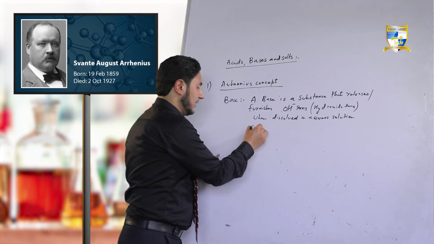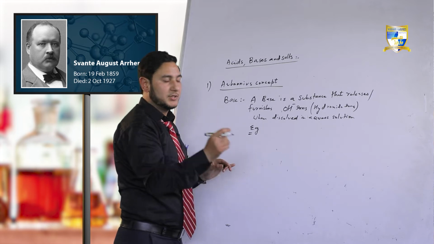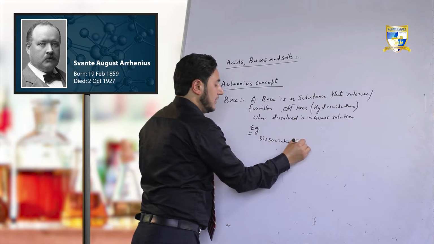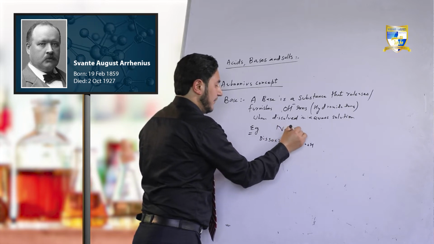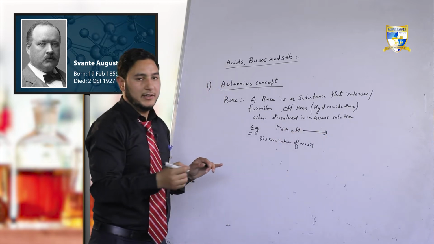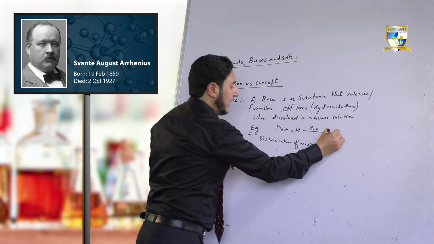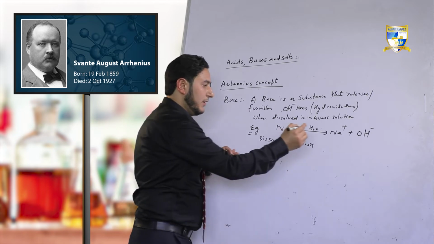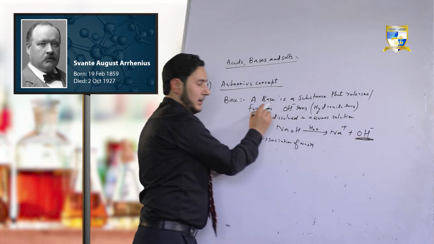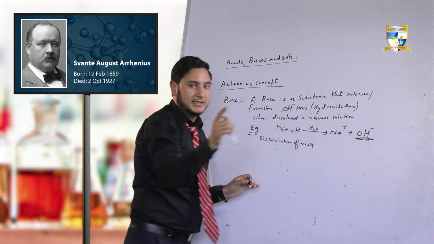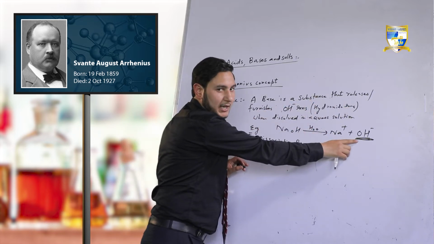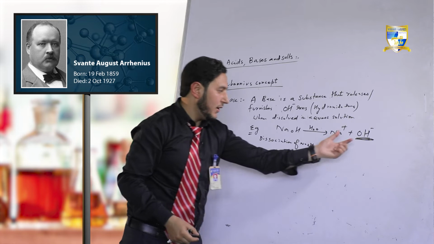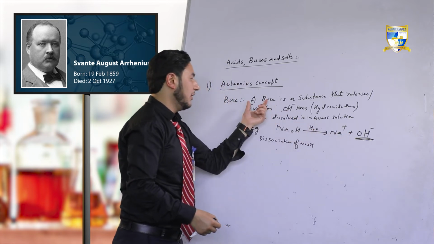Example? Let us take the example of dissociation of sodium hydroxide, that is NaOH. We are dissolving it in water and we are getting Na positive along with OH negative ions. So we got here the OH negative ion. So a base is a substance that releases or furnishes OH negative ion when that substance is added to water. Since NaOH releases OH negative ion, hydroxide ion, we may call it a base. Clear?